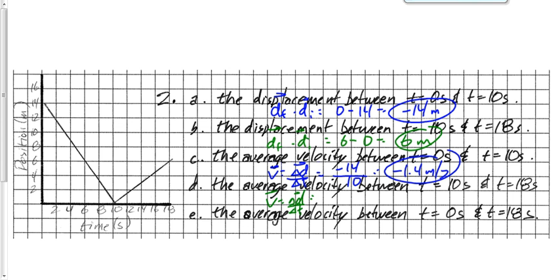The displacement here is 6 meters, and the time here is 8 seconds. So it's 0.75 meters per second.